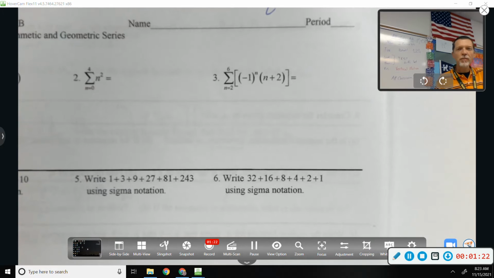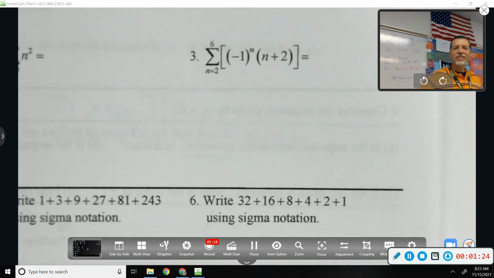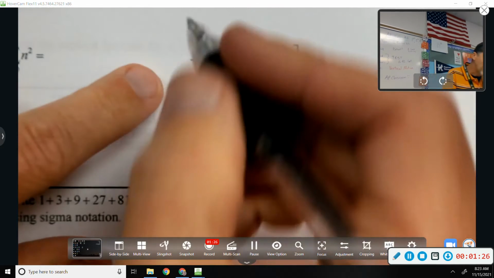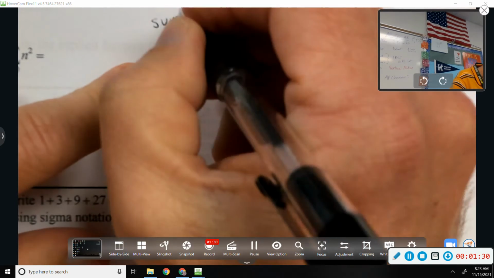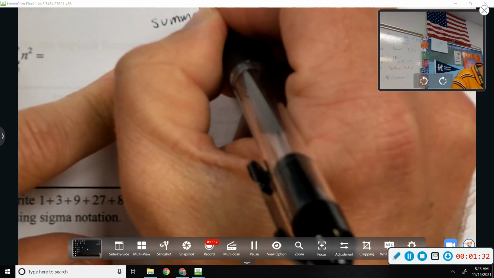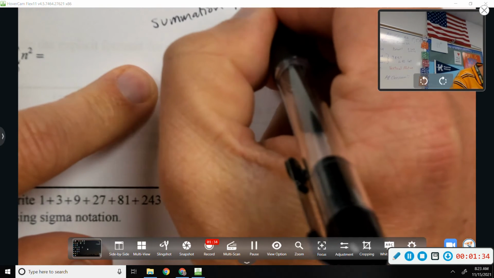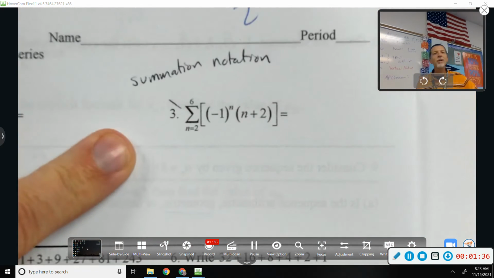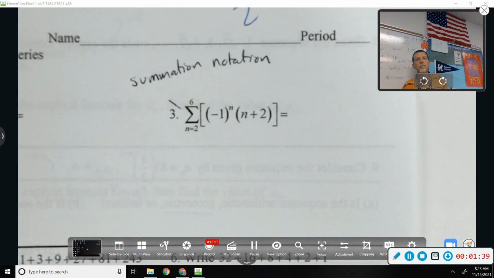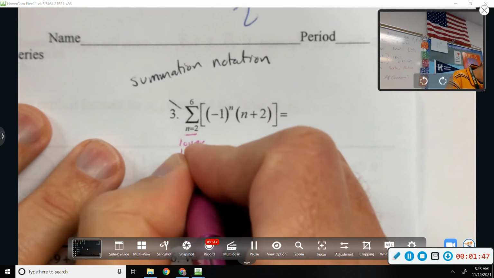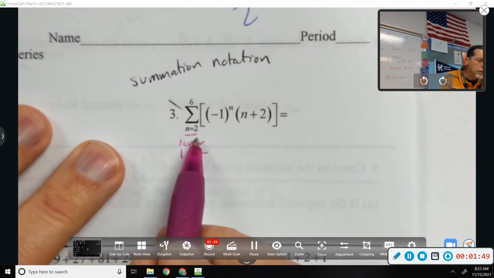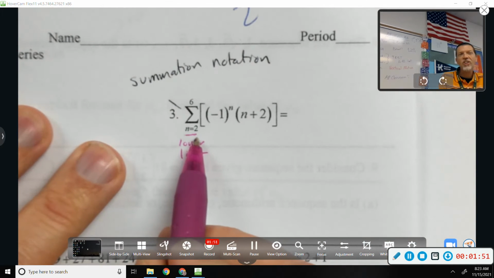What that symbol means, for Jason and others who weren't here Friday: that symbol is the Greek letter S. Officially, it's called summation notation. It's a sigma, the Greek letter. Summation notation. The bottom number is the lower limit. That's the first number we'll plug in. We'll plug in n equals 2 to get the series started.